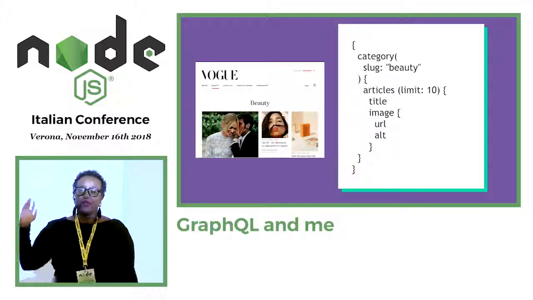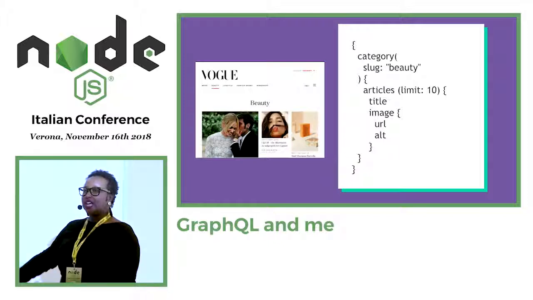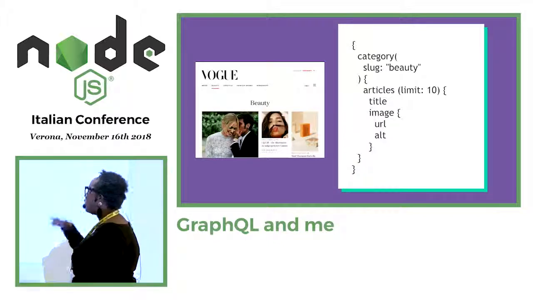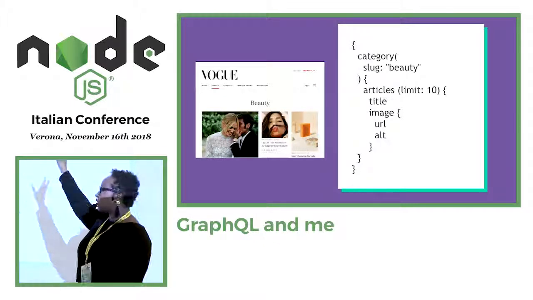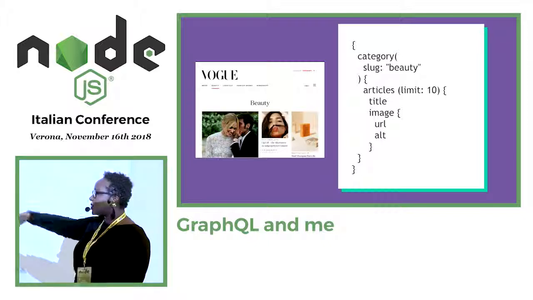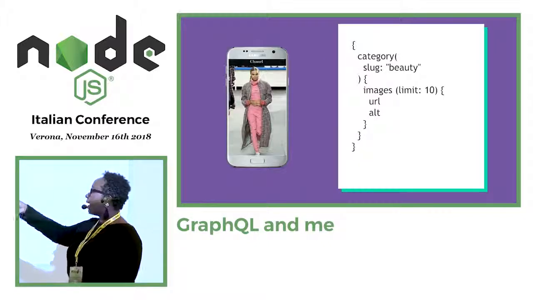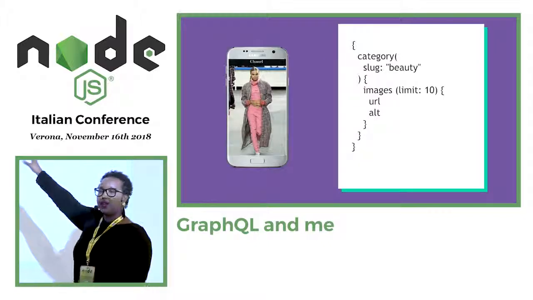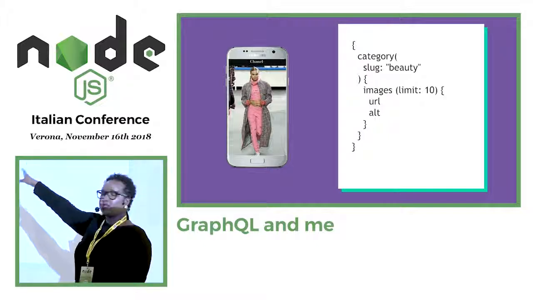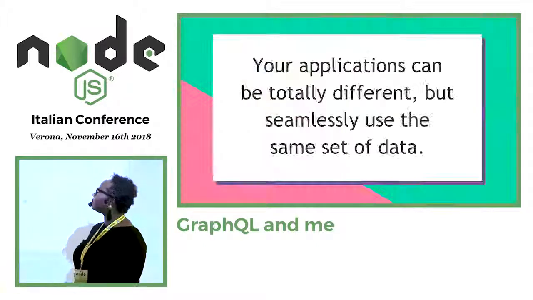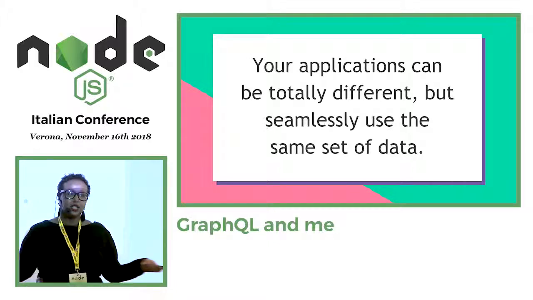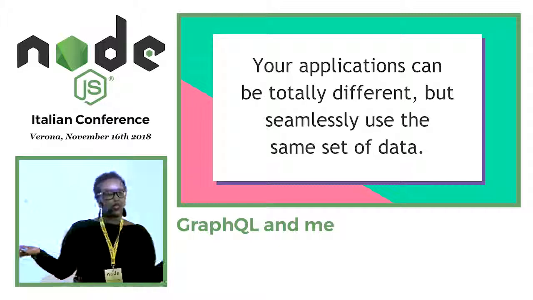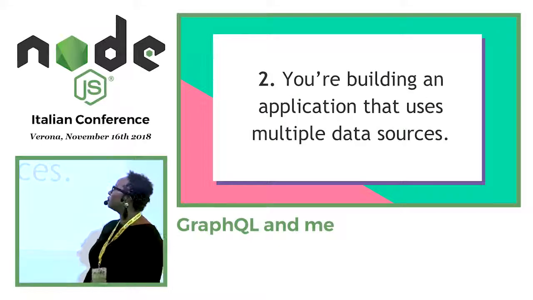So our web app, if we were showing our beauty category page, could make a category query and request all the articles it needs and the images connected to it. But a mobile app is free to make the same query, but only get the images. So it can behave differently. Your application can be totally different, but seamlessly use the same set of data.